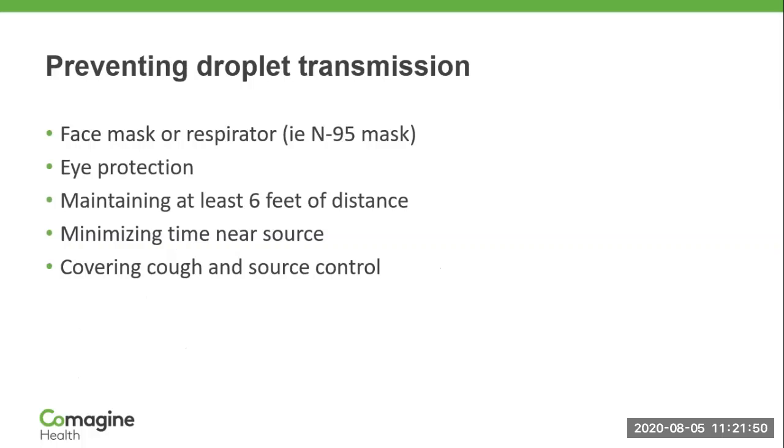So to prevent droplet transmission in a healthcare setting, you want to be wearing a face mask or a respirator and have eye protection. That's going to protect against direct hits to your face with these droplets. And in all situations, you want to maintain at least 6 feet of distance. Obviously, in healthcare settings, you often need to be within that 6 feet. Then minimize the time near a source. And covering your cough and source control will help prevent the droplets from ever leaving the individual. Next slide.